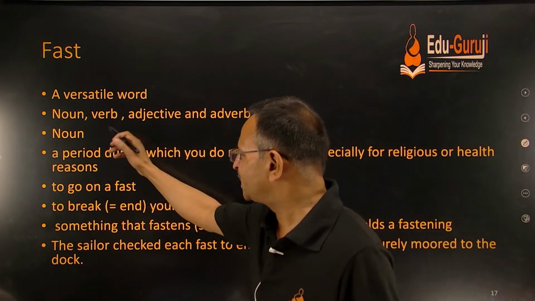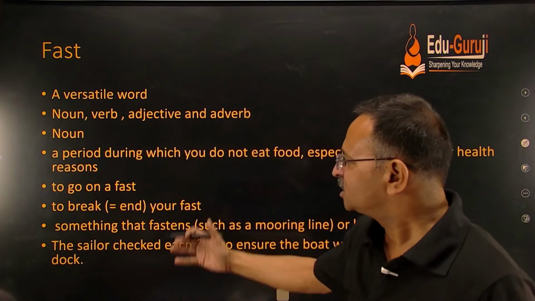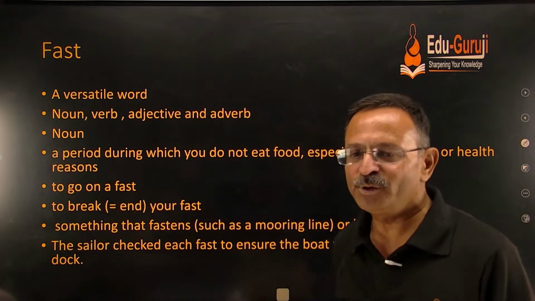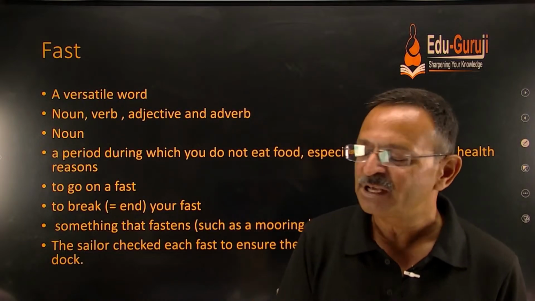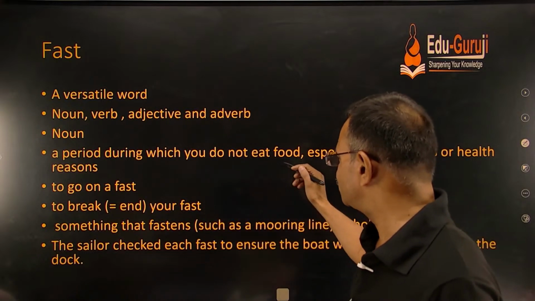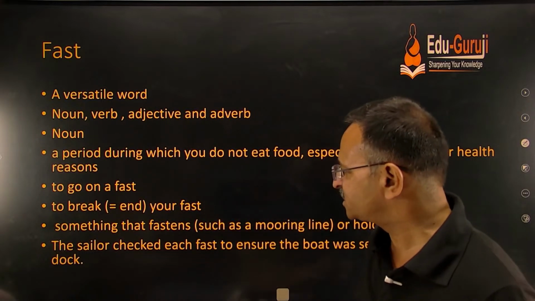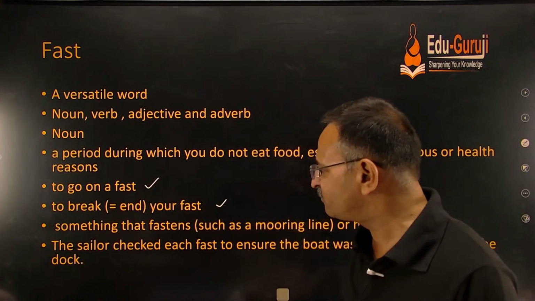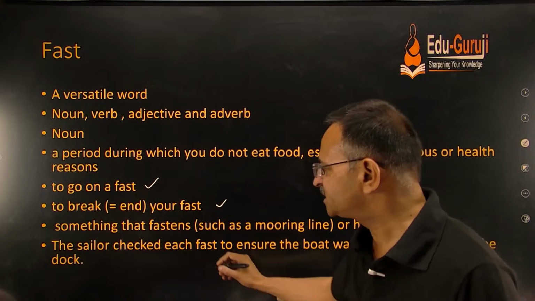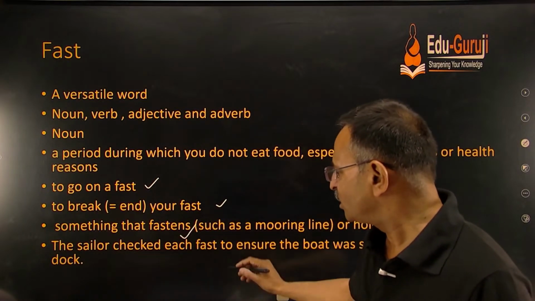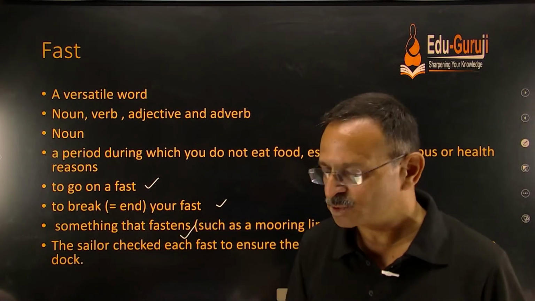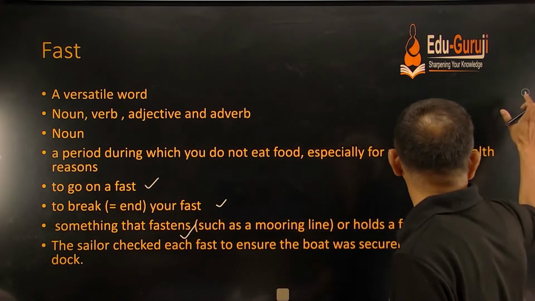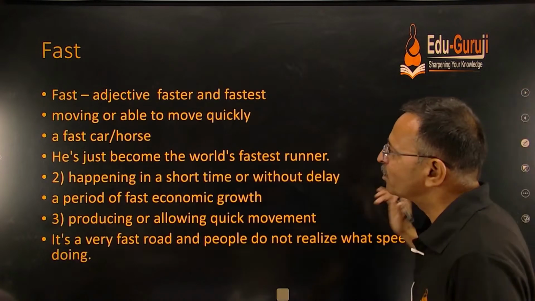It can be used as a noun, verb, adjective, and adverb. So when we talk about the noun, a period during which you do not eat food, जिसको अपन उपवास भी कहते हैं, a period during which you do not eat food, especially for religious purpose. So examples would be to go on fast, to break or end your fast. And the second meaning is that which fastens, right? Something which holds together. So these are the two meanings of fast as a noun.